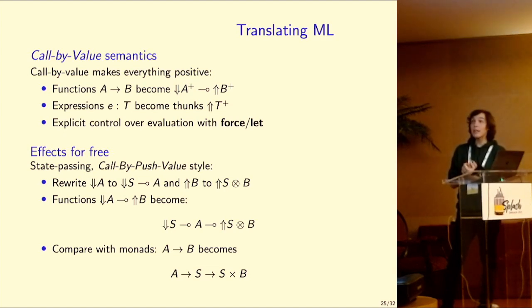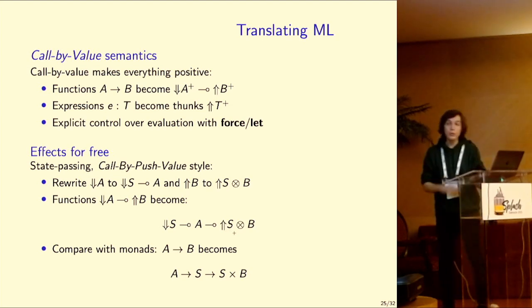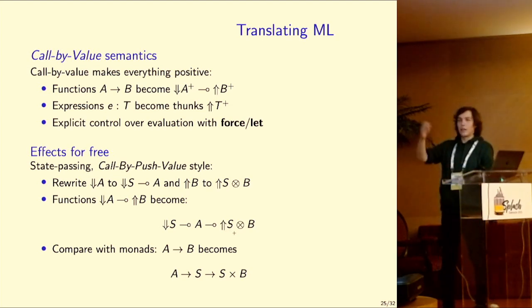Not only that, but we also have an effect system for it for free. If we just redefine closures and funcs, redefining closure to take an extra argument of type S, and func to return an extra argument of type S, functions become state-passing functions that get a state as input and a state as output, which we're going to use to encode resource manipulation.